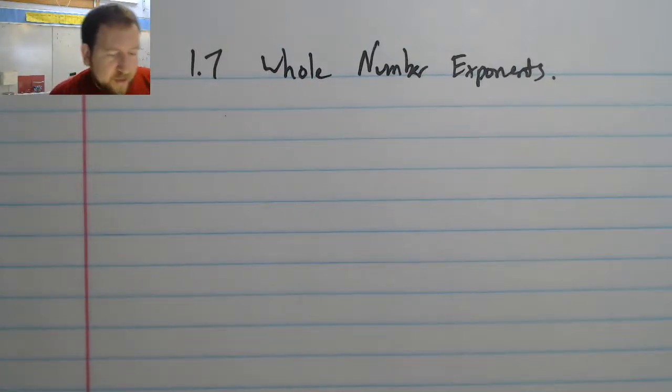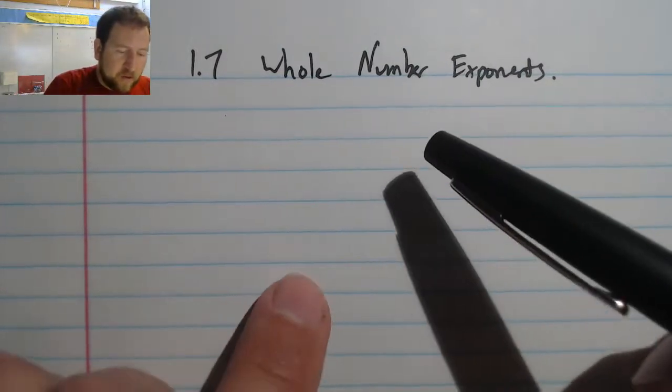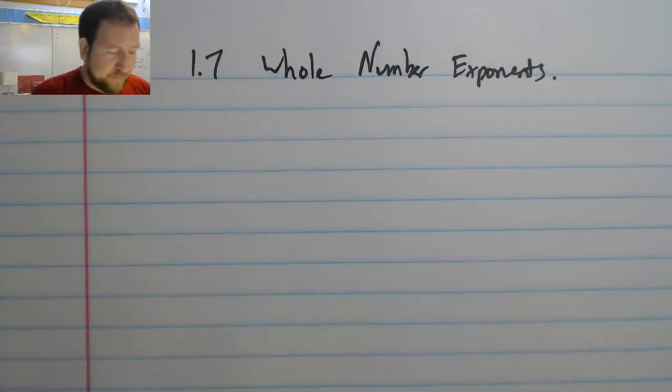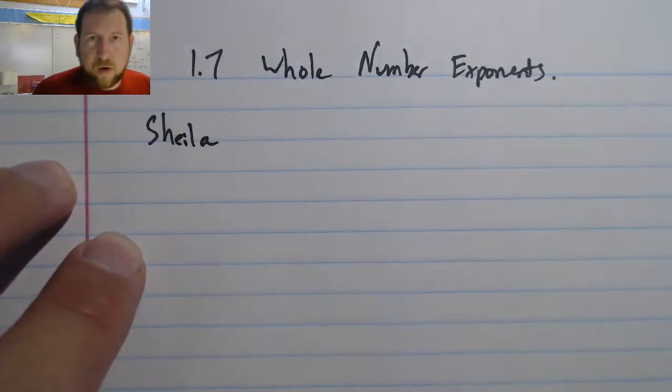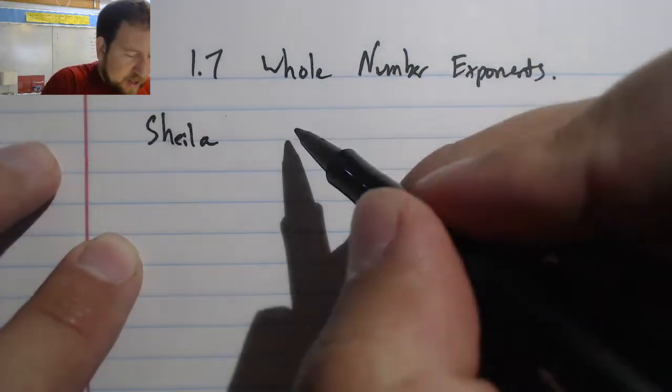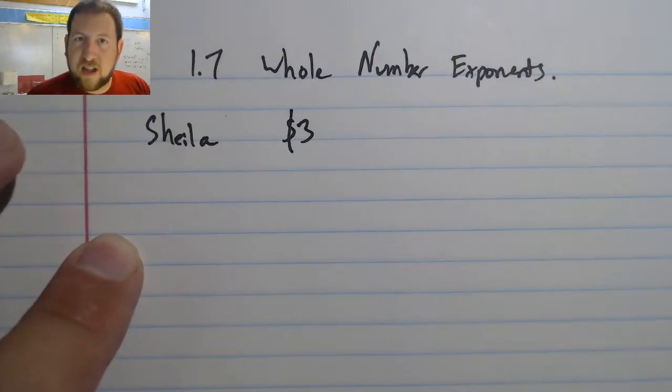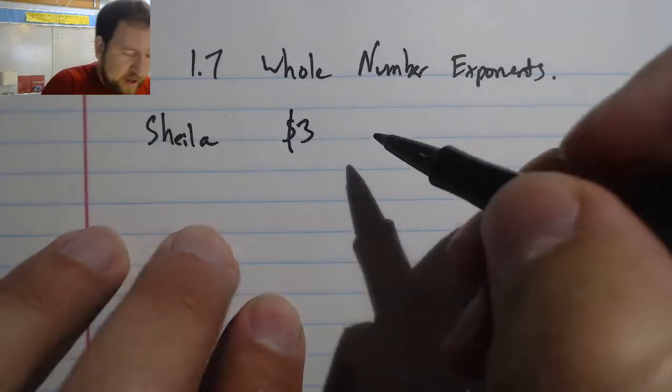Alright, today I want to talk about section 1.7 that's called whole number exponents. And we use this to solve a problem that might look like the following issue. Let's take Sheila for example. And her parents tell her that she currently has $3. And for every month that she saves it, they'll double the money that she has.